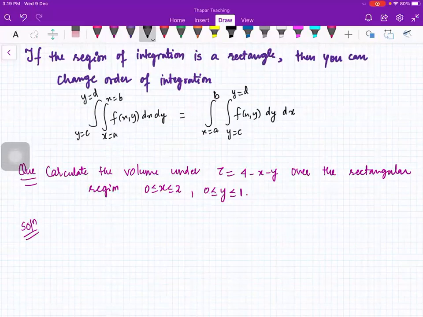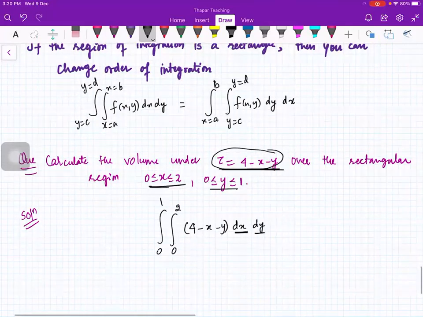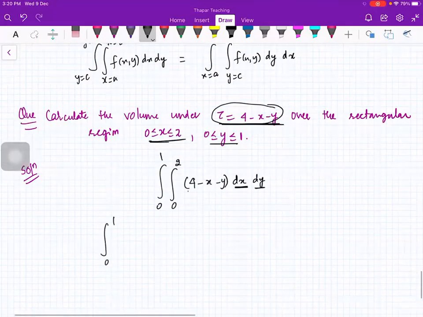So you have to find, this is the f(x,y). You have to find the volume under this surface and the region is this. So you have to find the integral of 4 minus x minus y dx dy. So if I am integrating with respect to x first, the limits are from 0 to 2, and then with respect to y, 0 to 1. So you can just compute it, 0 to 1. Just integrate with respect to x. Treat y as a constant.